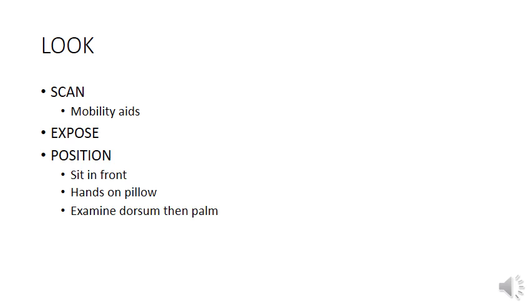In the inspection you need to scan the surroundings, look for any mobility aids, and expose the patient. For the hand examination, it's preferable for the patient to be exposed from the elbow or just above the elbow until the fingertips. The examiner usually sits in front of the patient and provides a pillow so that the patient can keep the hands over the pillow. Start by examining the dorsum of the hand and then move on to examine the palm of the hand. Now, what are the things to be observed?